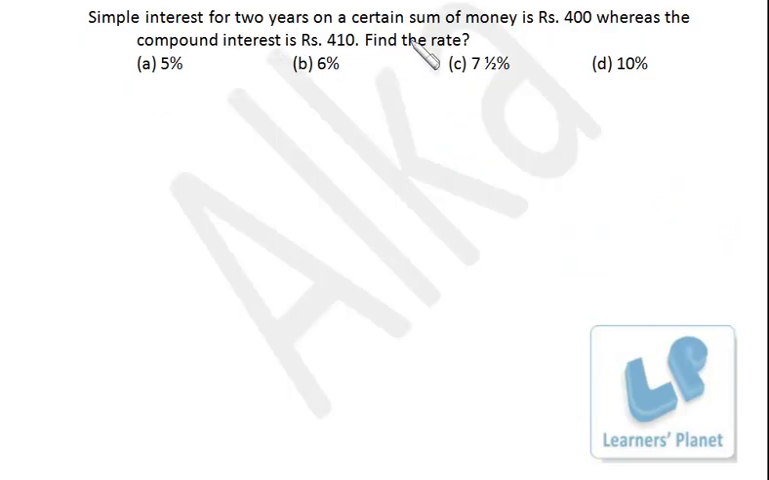Simple interest for 2 years on a certain sum of money is rupees 400, whereas compound interest is rupees 410. Do we need any paperwork for this? For 2 years, simple interest is 400. That means each year it is 200. So total is 400, and we need compound interest to be 410. So the difference of 10 I'll put over here, right? Now this is X percent of 200, and what is that X? It's 5%.